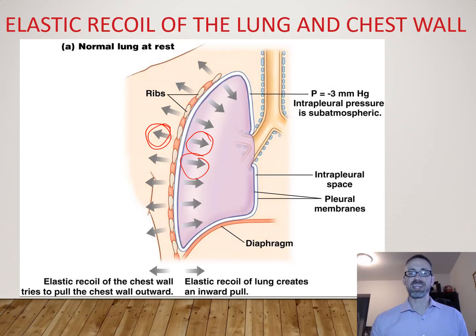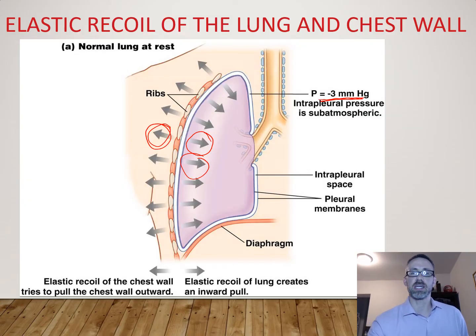And what ends up happening is that since they're pulling in opposite directions, the intrapleural space gets pulled apart. Remember, the parietal pleura is connected to the wall and the visceral pleura is connected to the lung. When the space gets pulled apart, it creates a more negative pressure. And just like in the cardiology portion of this course, where we talked about pressures in terms of millimeters of mercury, it's going to be the same thing here in the lungs. So here the pressure is -3 millimeters of mercury.